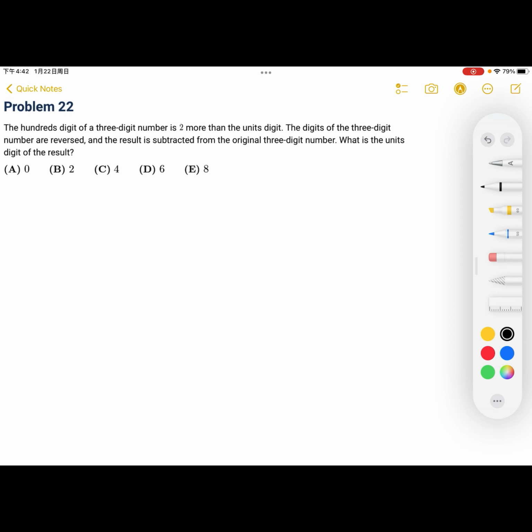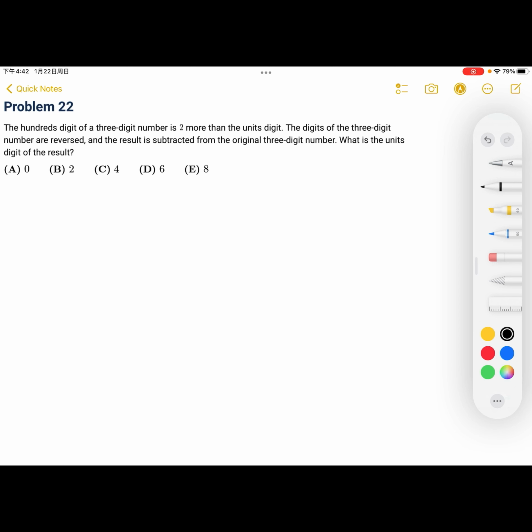Okay, problem 22. The hundreds digit of a 3-digit number is 2 more than the units digit. The digits of the 3-digit number are reversed, and the result is subtracted from the original 3-digit number. What is the units digit of the result?